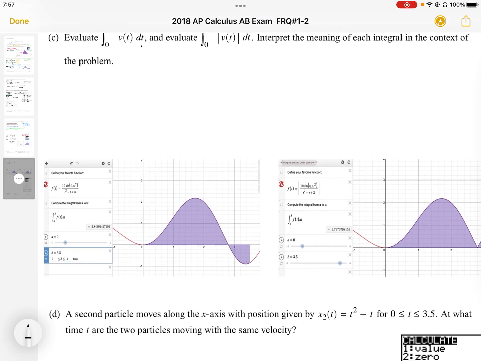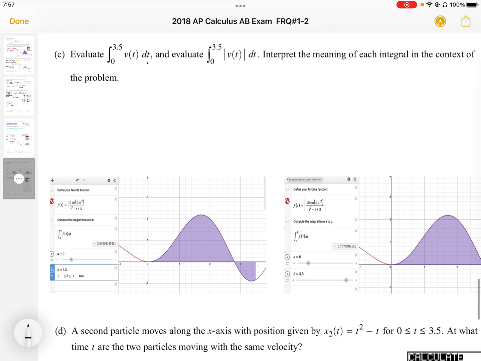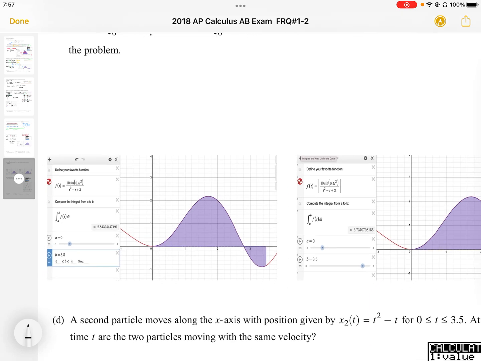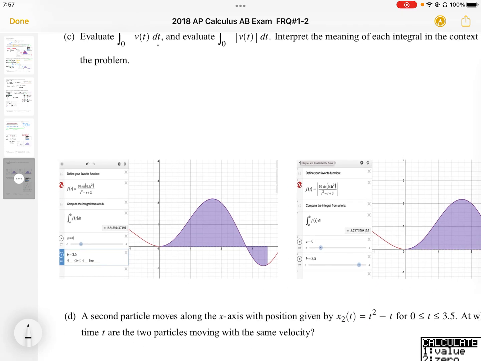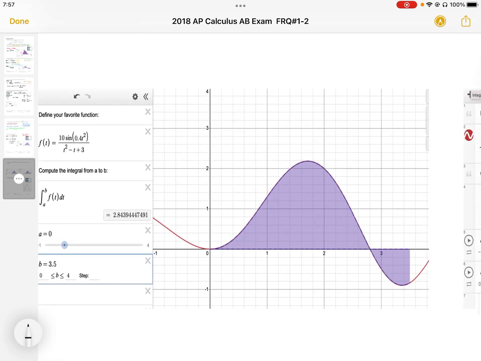So when we evaluate those integrals, again, this is a graphing calculator section. So we want to use our graphing tool. We've already graphed that function, and so we're just going to integrate. We're going to use the integrate function from 0 to 3.5. And the value that we get is 2.8439. And that value represents the total displacement in meters from time 0 to 3.5. And we can see that area is shaded.